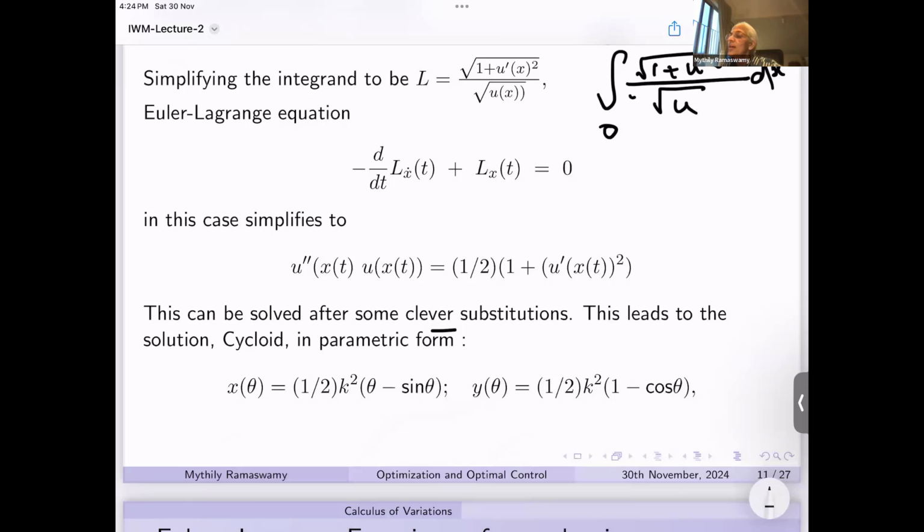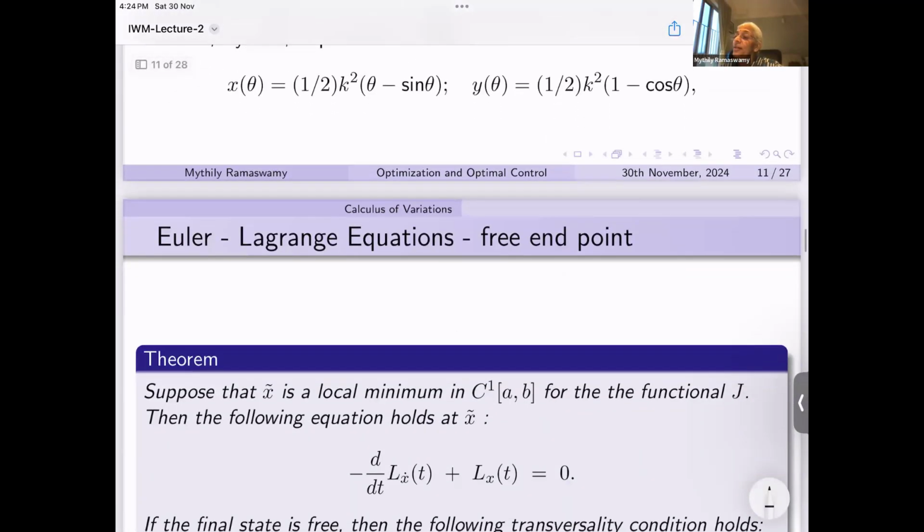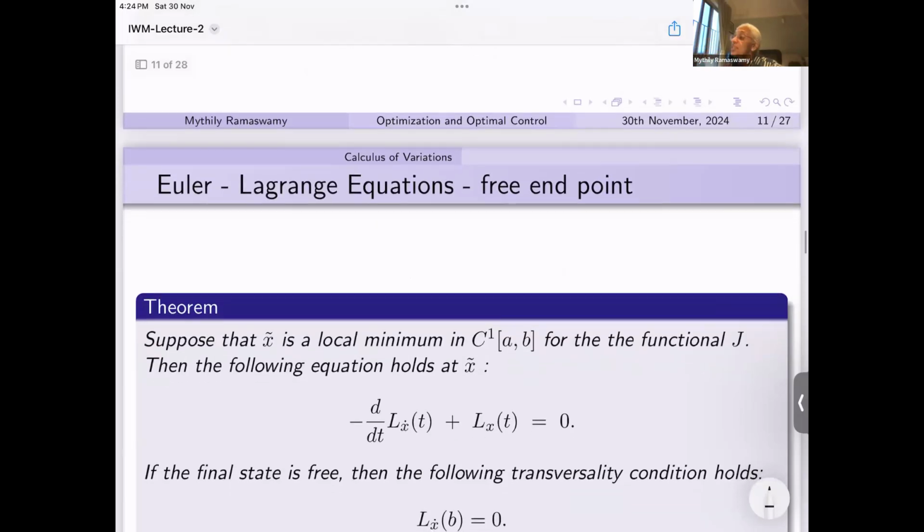So this was one way of arriving at the solution, but as I told you, there were several other people who came up with different approaches, but they all led finally to the cycloid. Okay. Now I said the endpoints were fixed.